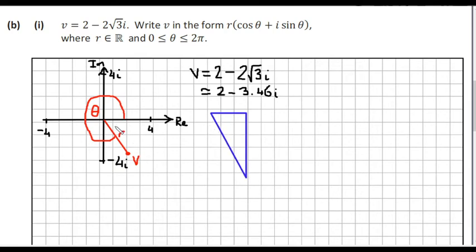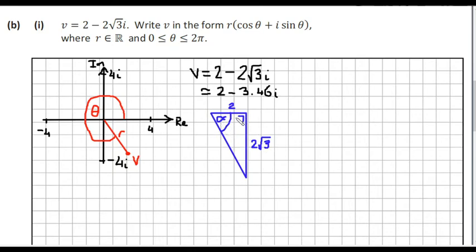Now I'm going to call this angle in here alpha. So that's my alpha there. The reason v is where it is is because we went 2 on the real axis and then down by 2 root 3 on the imaginary axis. So the length of this side here is 2. And the length of this side, ignore the minus, is 2 root 3.